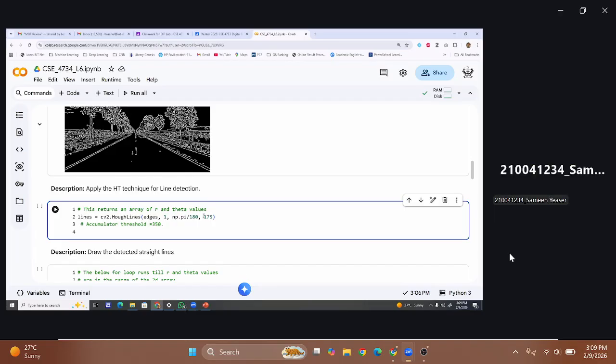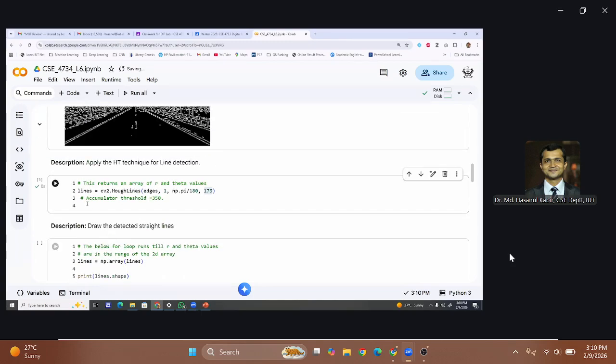Yes, sir. Okay, so in this case, instead of 50, I want to have considerably significant lines. That's why I have defined 175. You can change this particular threshold value to see what is going to be the minimum accumulation that you want. Okay, so we are running it.